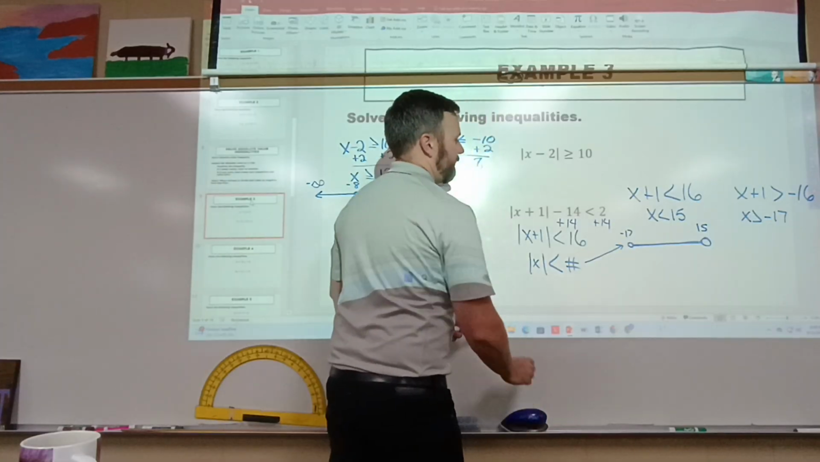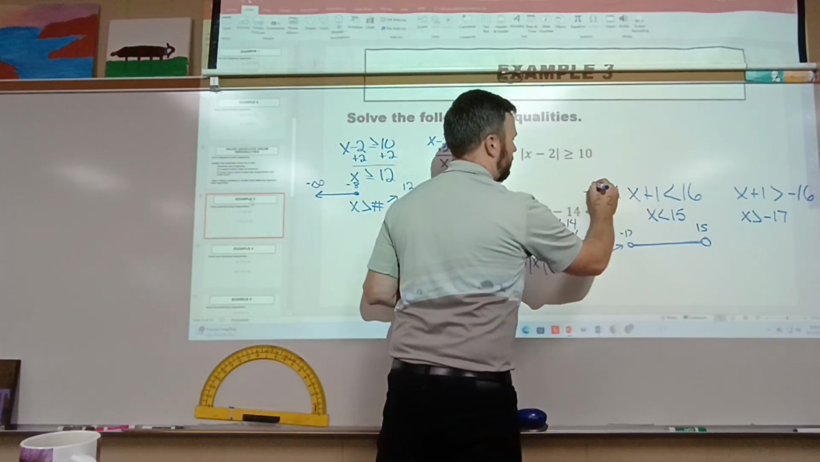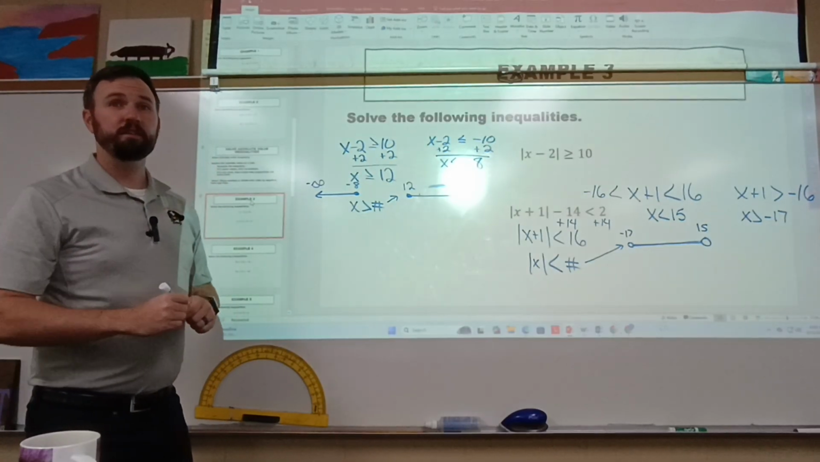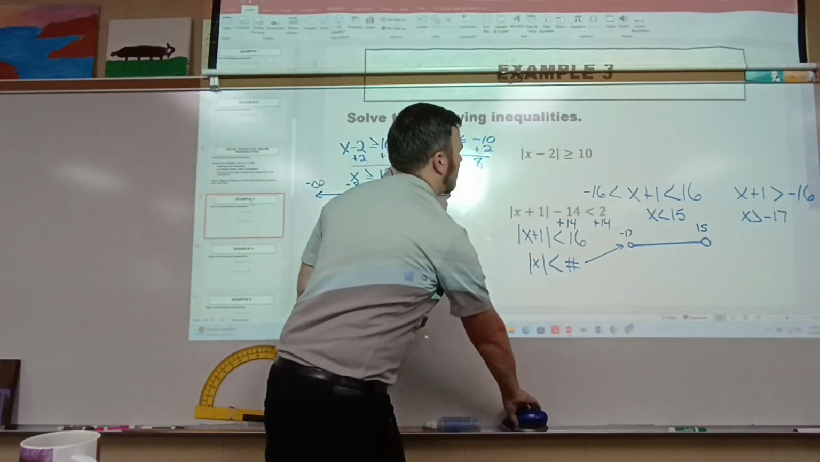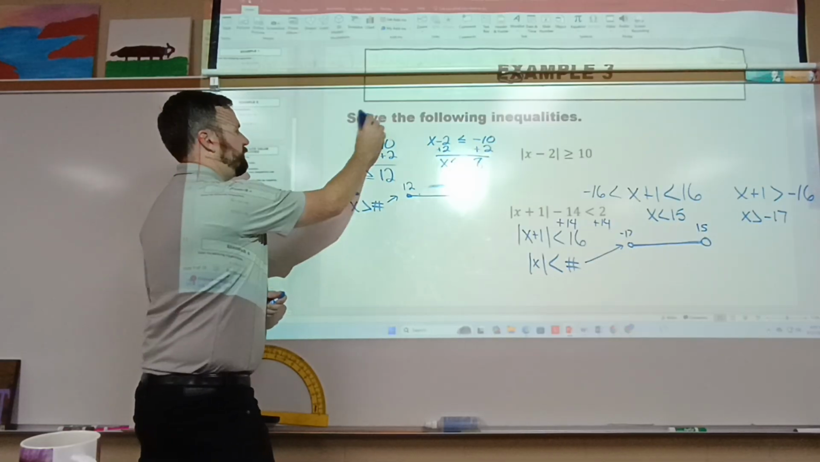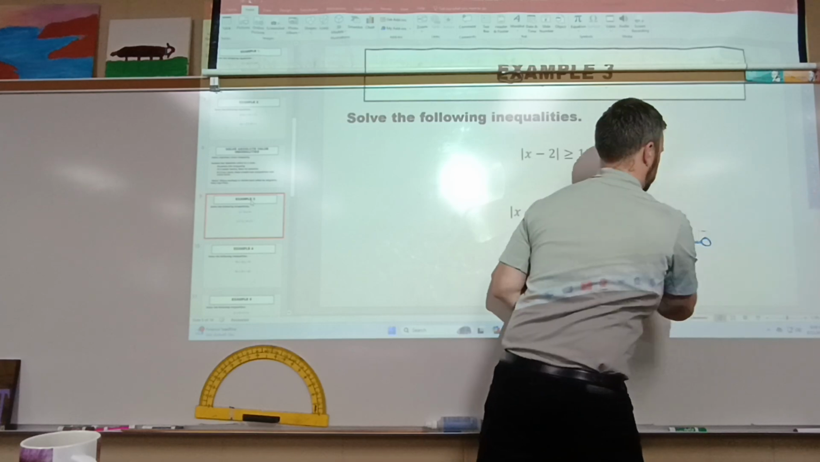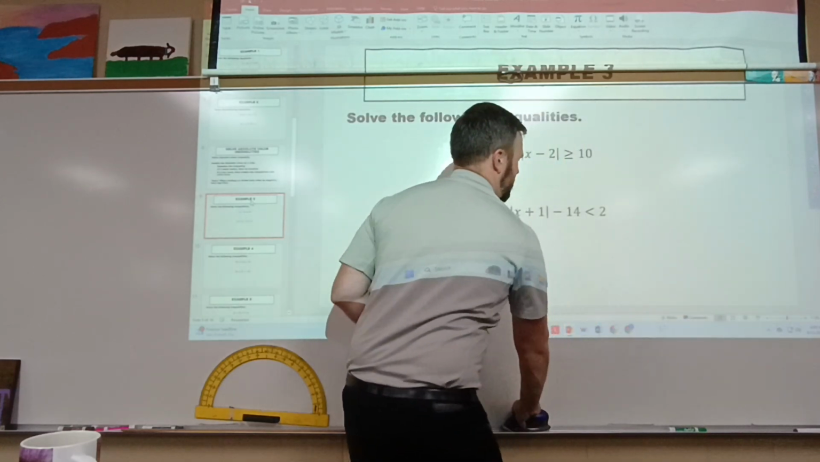If you really want to think about it, you can actually set these up as an AND equation like that and do them as well, if that's what you want to do. But you don't have to. All right.